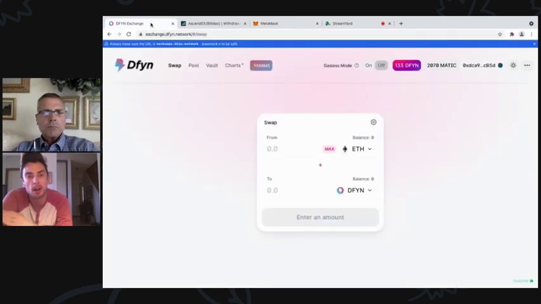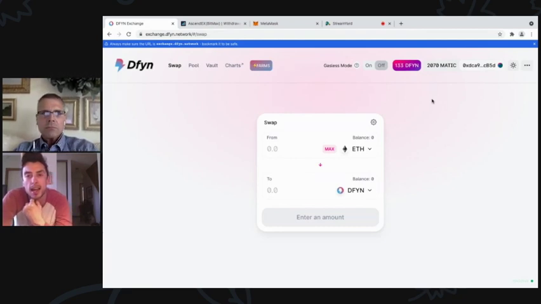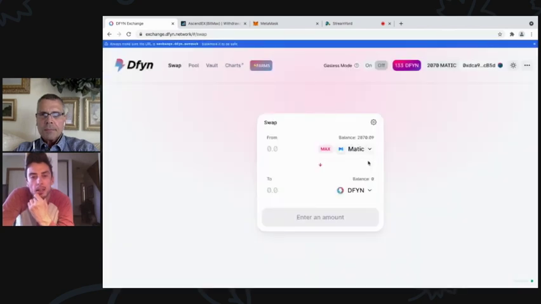So this is the very start of my DFYN exchange. This is my new MetaMask that I've added, and as you can see, I've already logged on. It knows how much Matic I have. So I am going to swap. You do the top one. There we go. I'm going to swap some Matic for some DFYN.